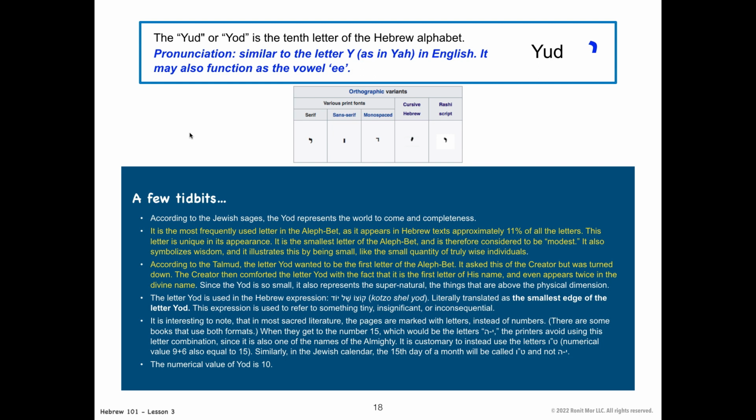When they get to the number 15, which would be the letters Yud, Hey, the printers avoid using this letter combination since it is also one of the names of the Almighty. And they will instead use the letters Tet Vav, as I mentioned before. The numerical value of Yod is 10.